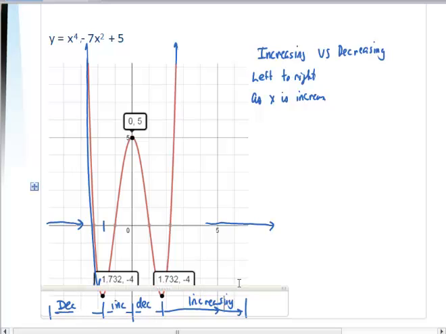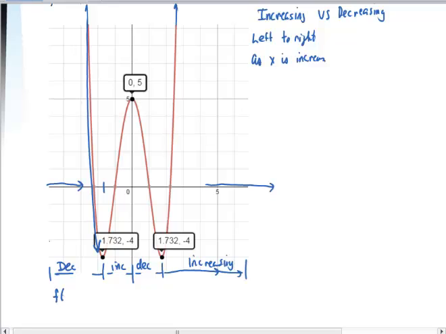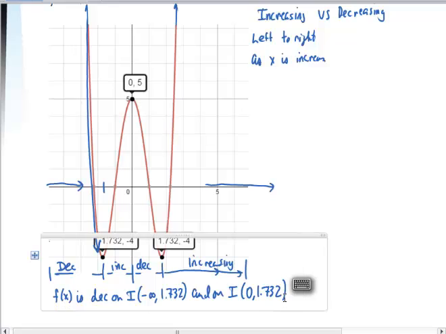But the other thing is we need to write this in interval notation. So I'm just going to move down a little bit, and if I wanted to make a statement for this, I would say f of x is decreasing on the interval from negative infinity, comma, up to negative 1.732, and on the interval from 0 to 1.732, and that's all. Those are the only intervals where we're decreasing.